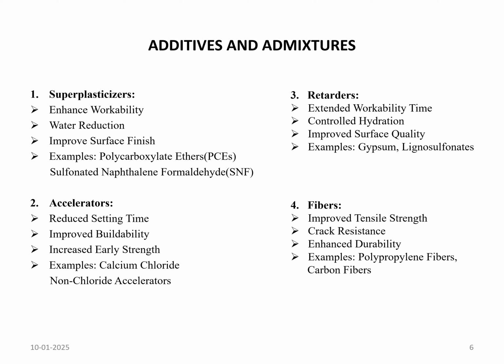Second are accelerators. These are used to reduce the settling time in cold conditions. They enhance the buildability and provide early strength of the mix. Examples are calcium chloride and non-chloride accelerators. Third would be retarders. These are used to increase the settling time in dry conditions. They help in improving the surface quality of the structure. Examples are gypsum and lignosulfonates.